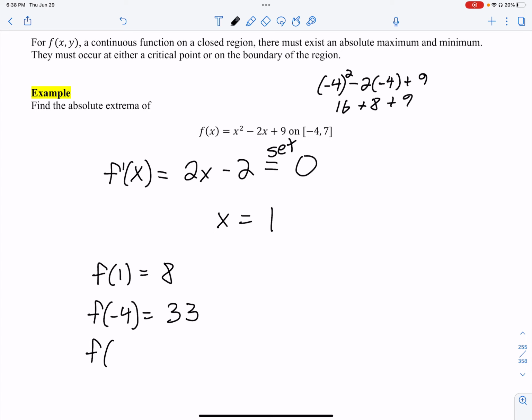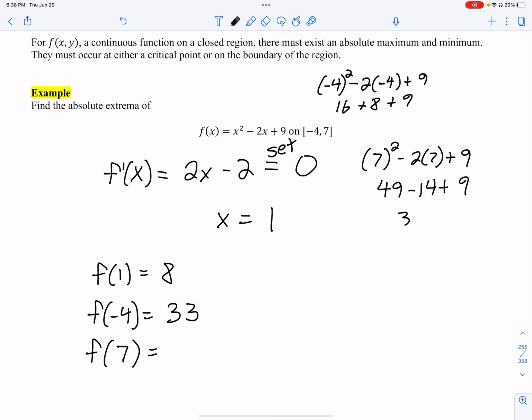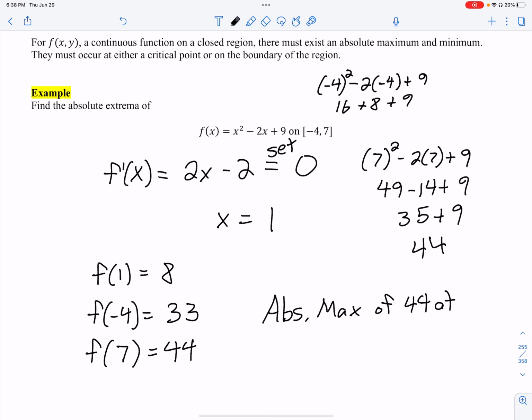But I need to figure out the other bound, which is going to be a 7. So I got 7 squared minus 2 times 7 plus 9. It's 49 minus 14 plus 9. That is 39 minus 4 is 35 plus 9, which is what? 44. So we have an absolute max of 44 at x equals 7 and an absolute minimum of 8 at x equals 1.